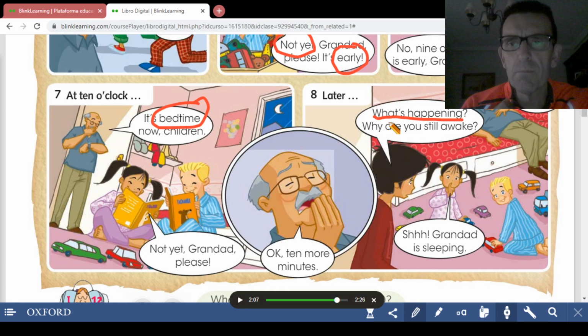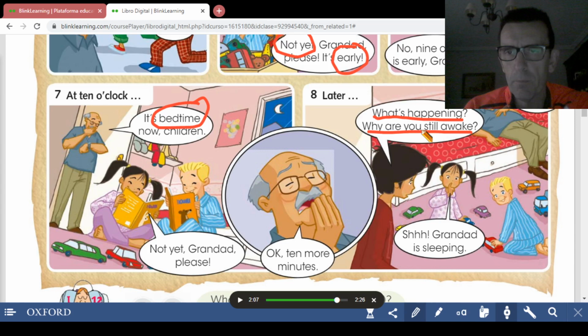And the second one, why are you still awake? ¿Por qué estáis todavía despiertos? Write with blue pen, why are you still awake? Why, ¿qué significa por qué? Lo sabéis, ¿por qué estáis vosotros todavía awake? Despiertos. Y dormidos es asleep. Asleep, dormidos. Awake, despiertos. ¿Por qué estáis todavía despiertos? Con lápiz. Well, and finally, and we finish the story.